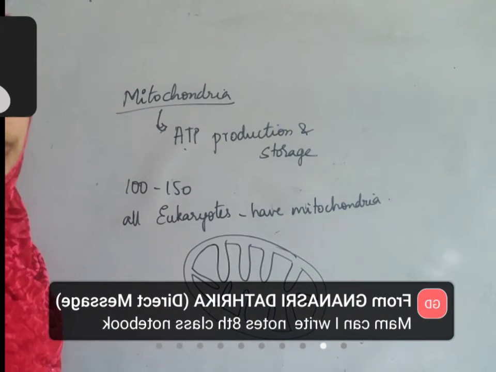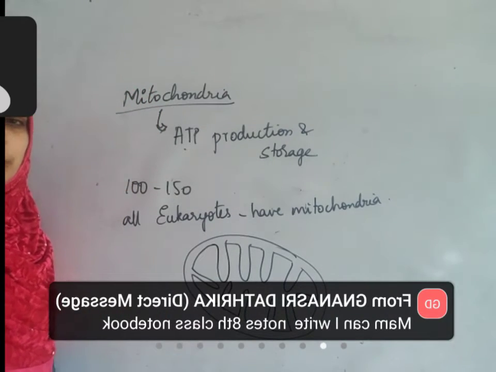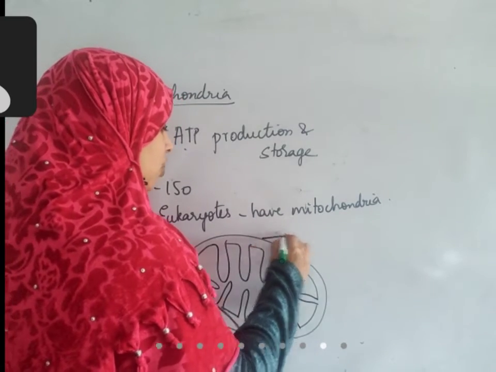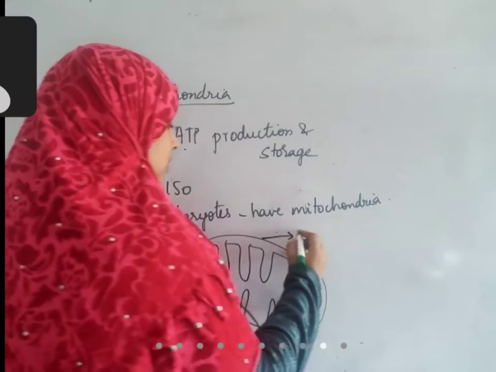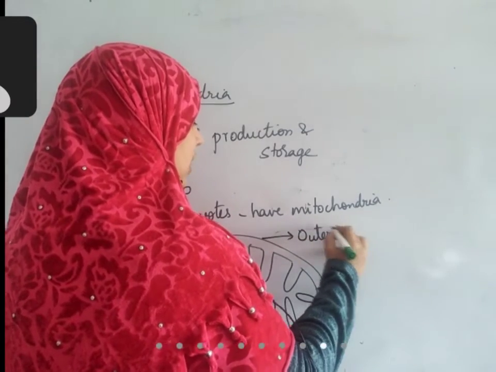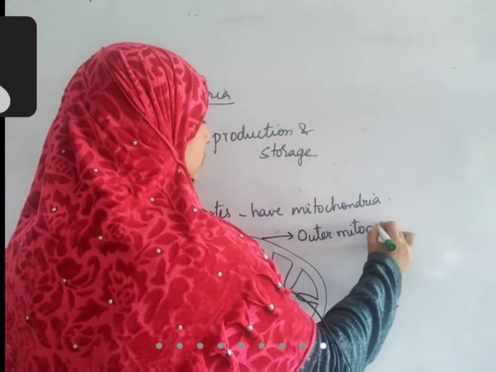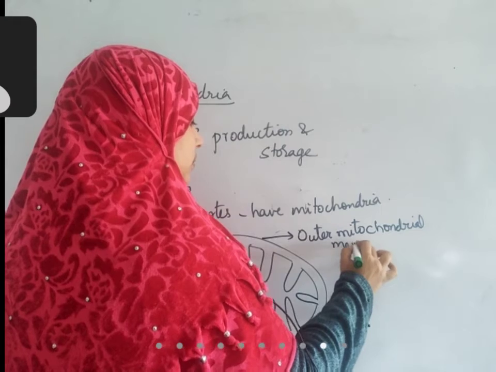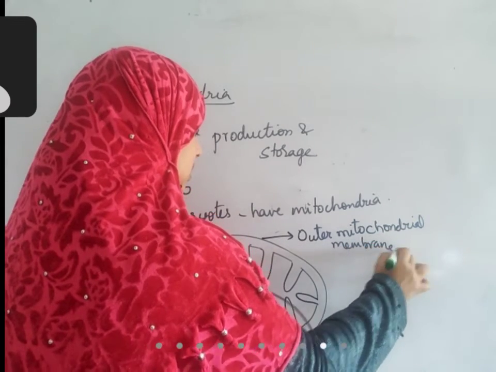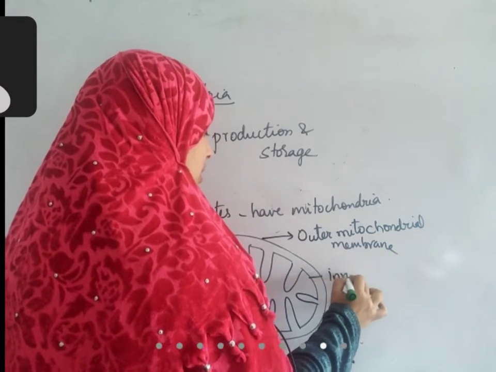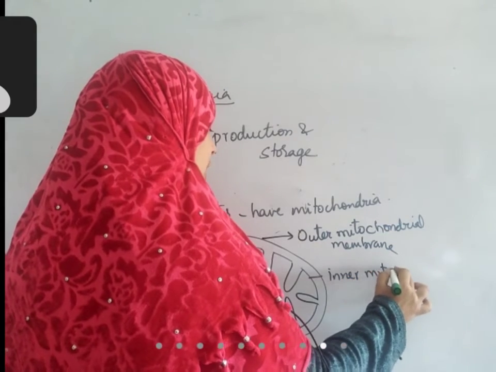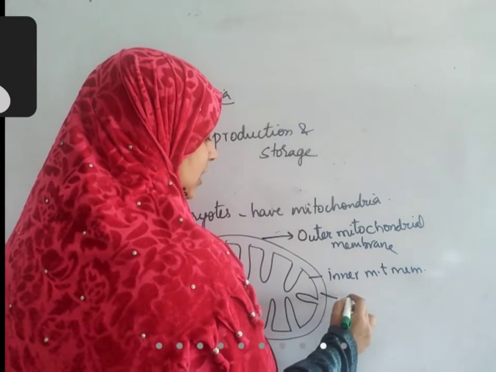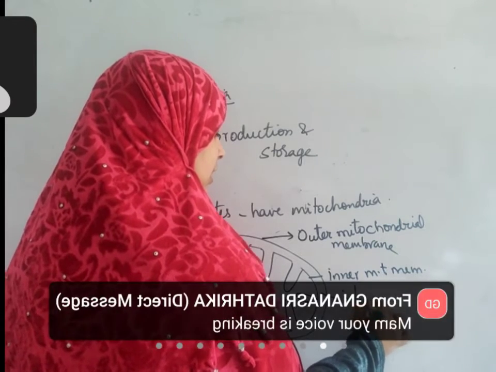It is folded. So, this outer membrane is the outer mitochondrial membrane. This is the inner mitochondrial membrane. In between there is the intermembranous space.